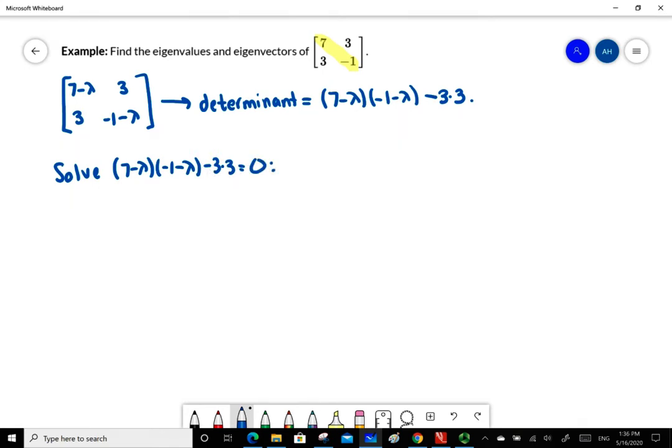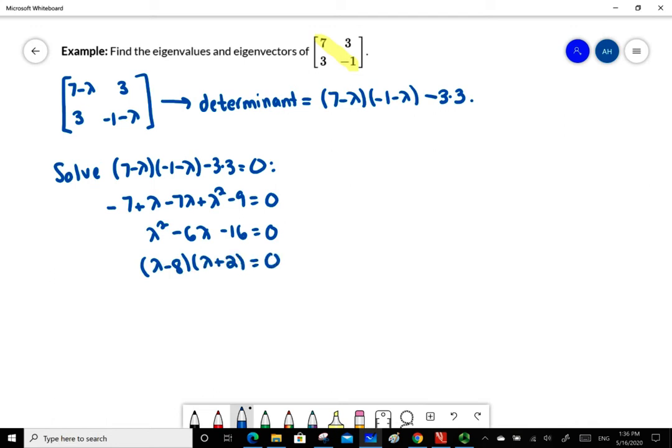Foiling and combining like terms, I get that negative 7 plus lambda minus 7 lambda plus lambda squared minus 9 equals 0. So lambda squared minus 6 lambda minus 16 equals 0, which factors as (lambda minus 8) times (lambda plus 2) equals 0. So the eigenvalues are lambda 1 equals 8 and lambda 2 equals negative 2.